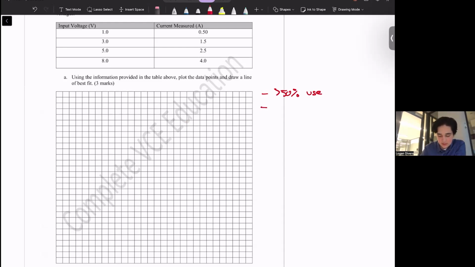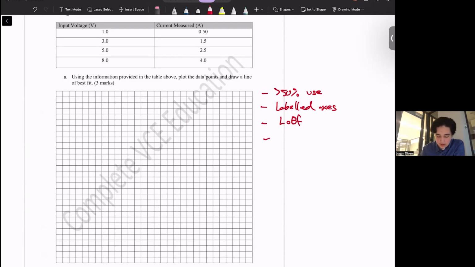Next thing we want, labeled axes. Well, it asks for it, but we need a line of best fit, of course. And if applicable, but it's not in this case, but I'll just put it out there, error bars. Now we don't have uncertainty, so we don't need to worry about error bars.